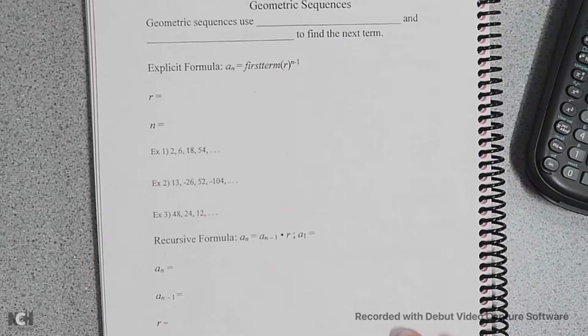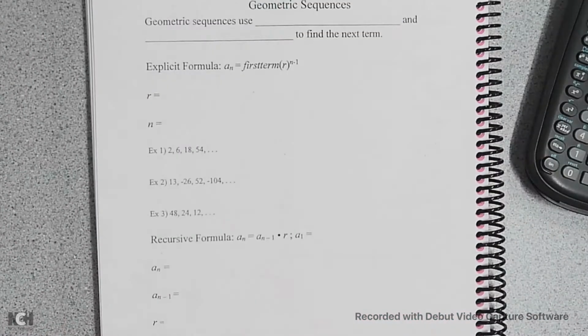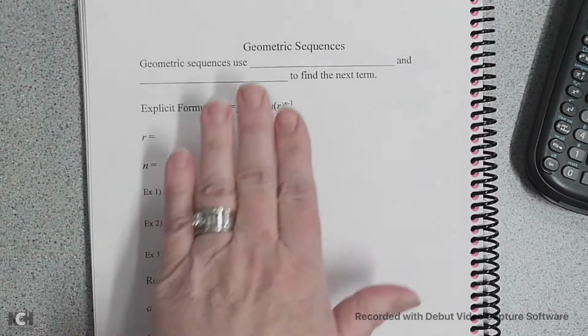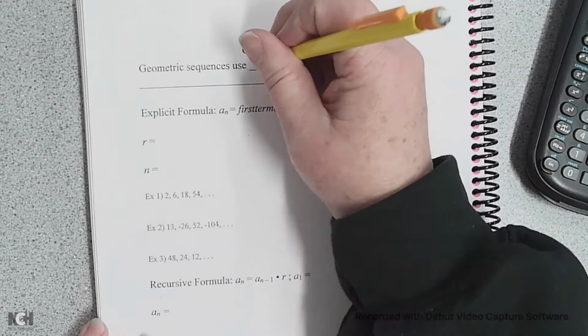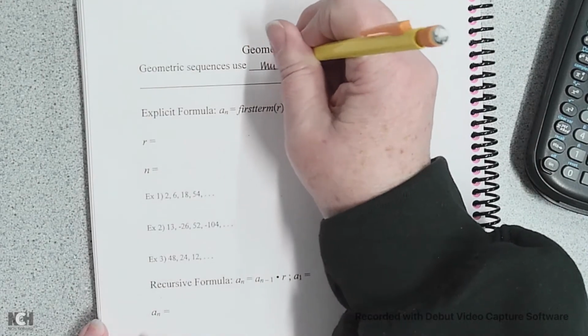I know we've learned arithmetic sequences. We've talked about the explicit formula for them and the recursive formula for arithmetic sequences. Anyway, today we're going to talk about geometric sequences. Arithmetic is add and subtract, and geometric sequences is multiply and divide.